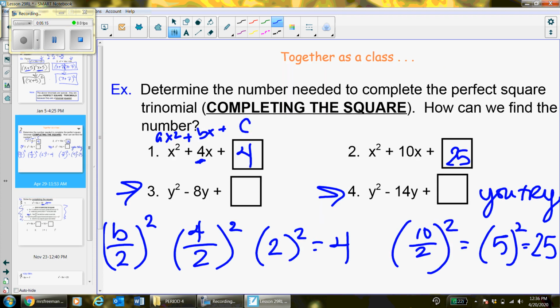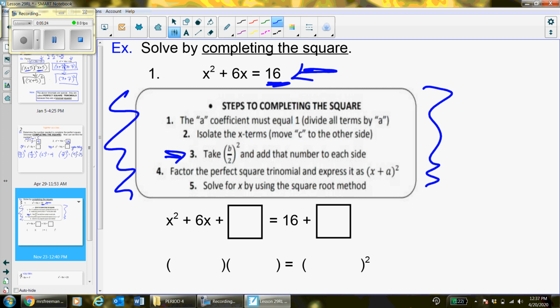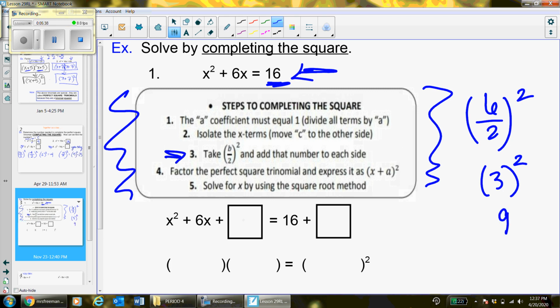All right, so in this slide, we added it to the end of the expression, but there will be an equal sign, and then you would have to add it to the other side, and that's what we're going to do now. So x squared plus 6x. So now 6 is our b. So we're going to do 6 divided by 2 squared. 6 divided by 2 is 3. 3 squared is 9. So I'm going to add 9 to both sides of my equal sign. All right, so now I have x squared plus 6x plus 9 equals 16 plus 9.